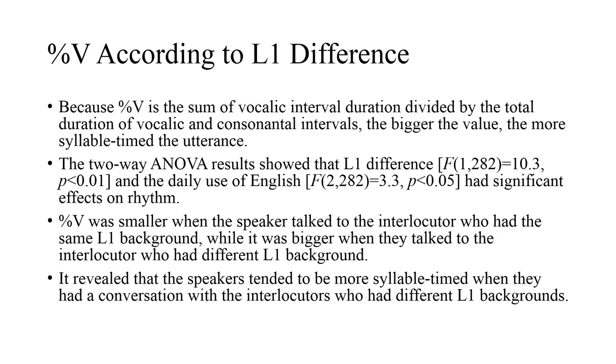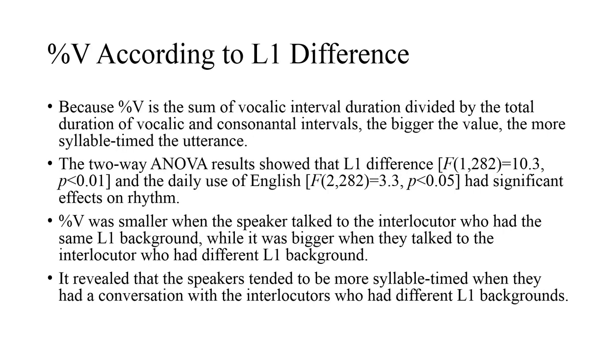Because %V is the sum of vocalic interval duration divided by the total duration of vocalic and consonantal intervals, the bigger the value, the more syllable-timed the utterance. The two-way ANOVA results showed that L1 difference and the daily use of English had significant effects on rhythm.